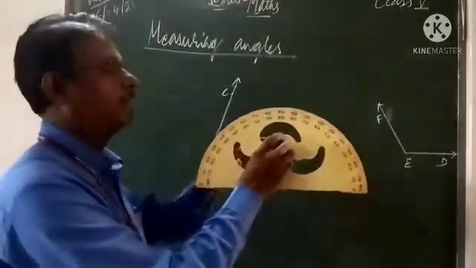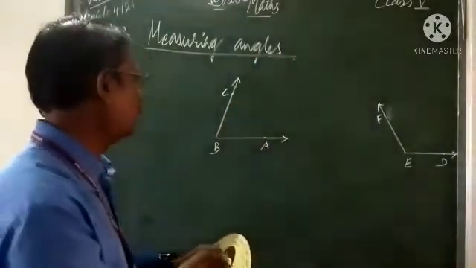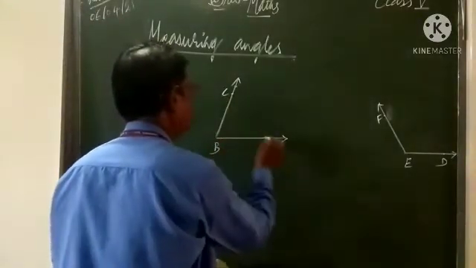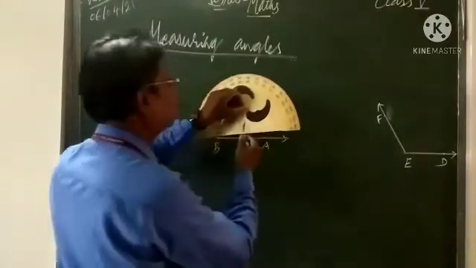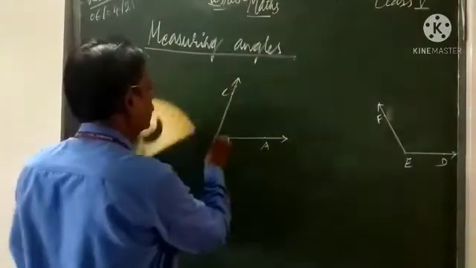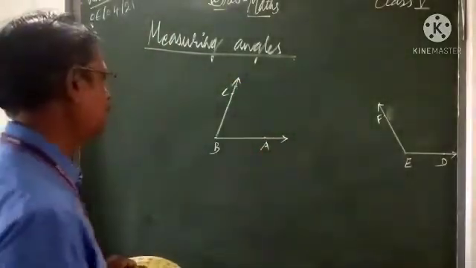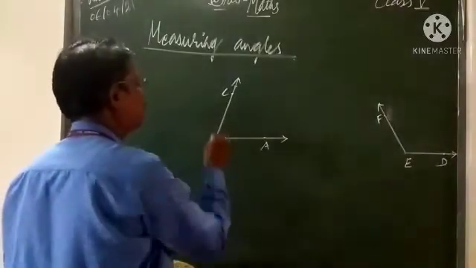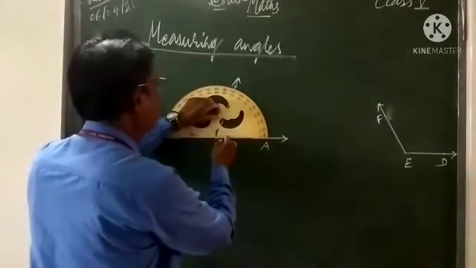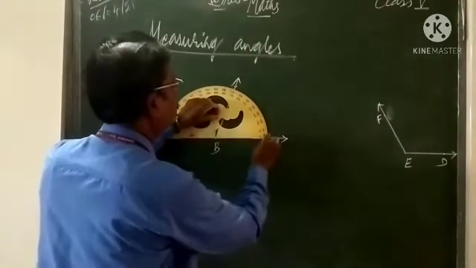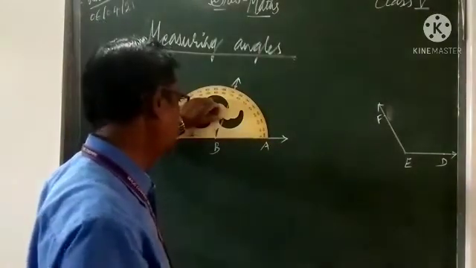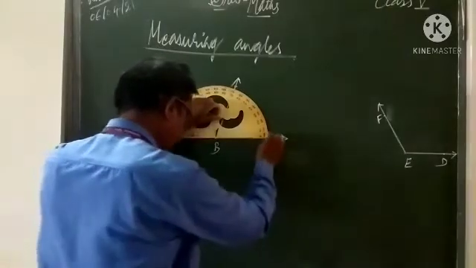Take this protractor and keep it on the base of angle, BA. What is the base of angle ABC? BA is the base of the angle. You have to keep this 90 degree point on the vertex. Now what is the vertex of angle ABC? The vertex of angle ABC is B, isn't it? Now keep this 90 degree point on the vertex B, and adjust the protractor in such a way that the baseline of the protractor and the baseline of the given angle match each other like this.